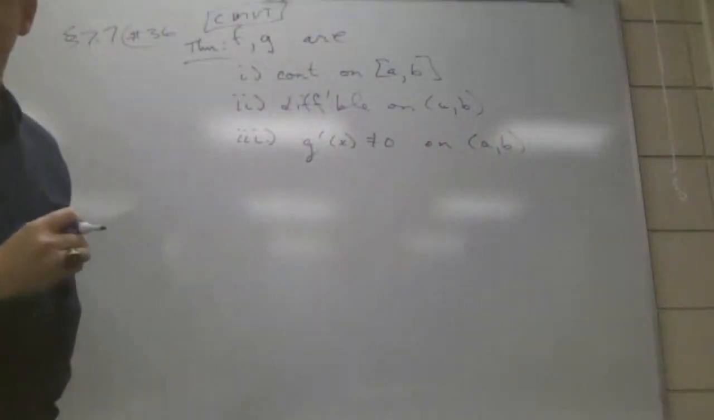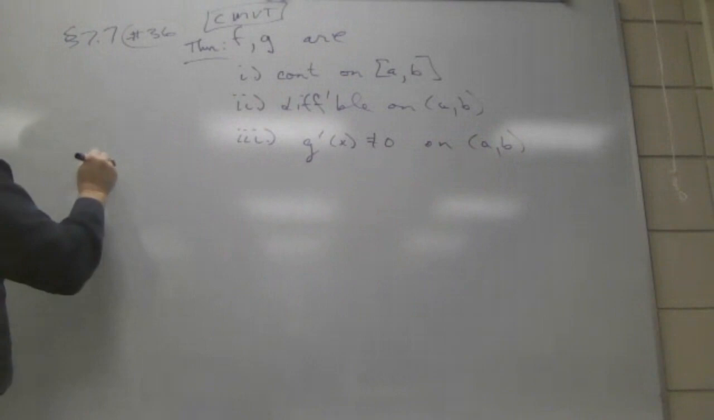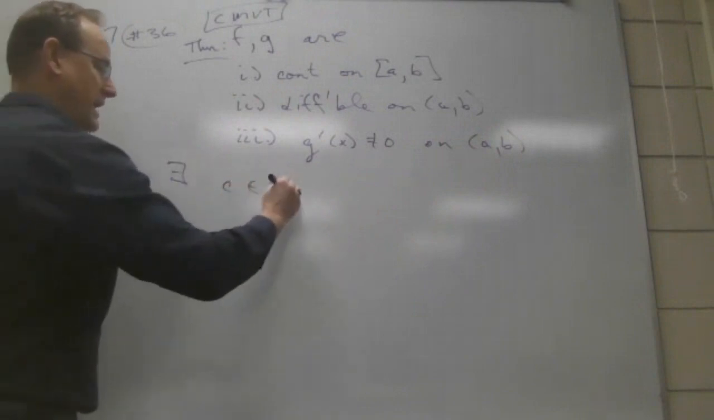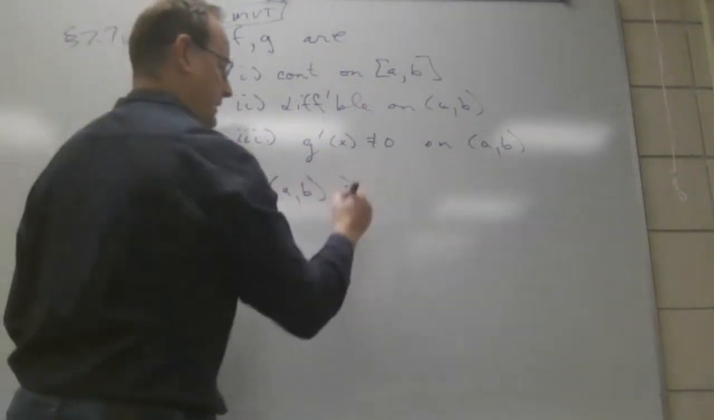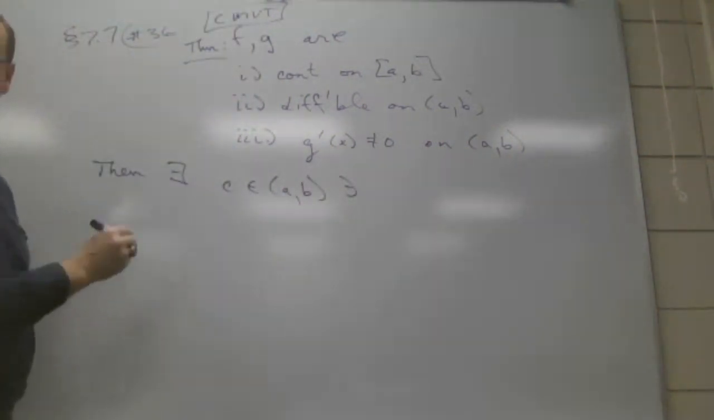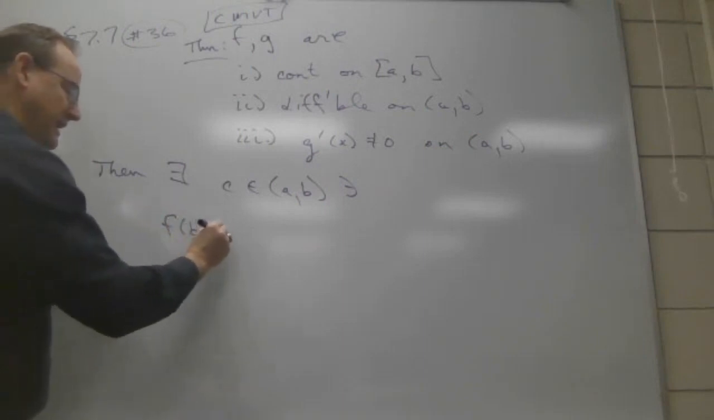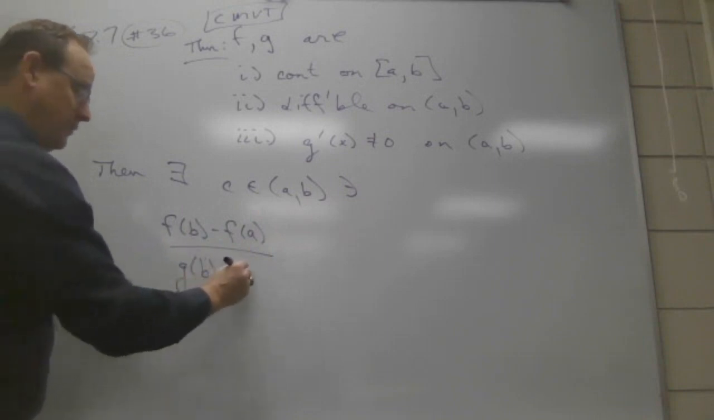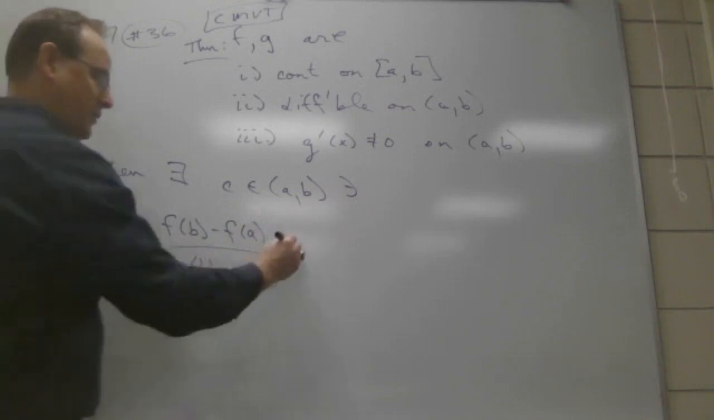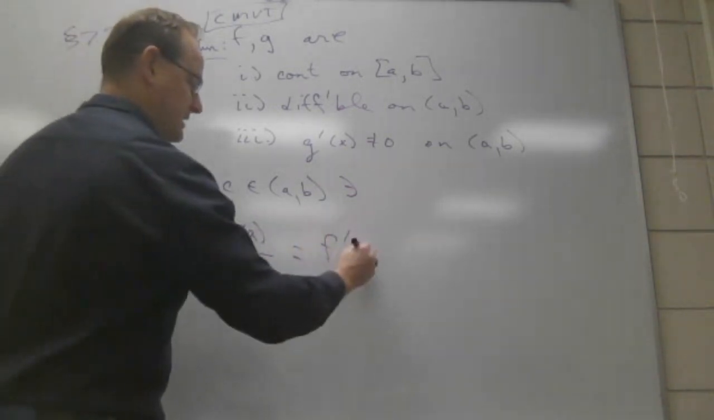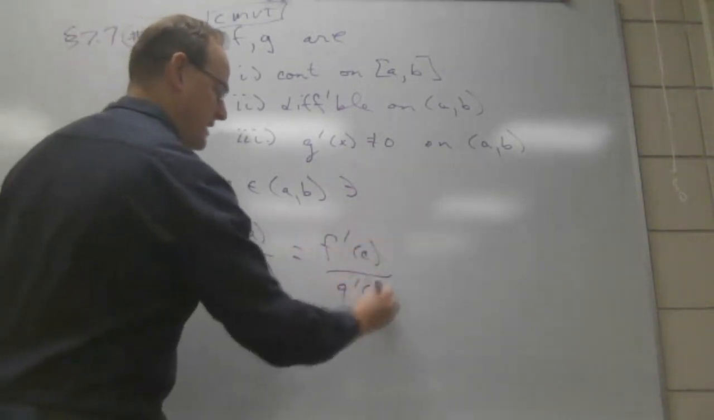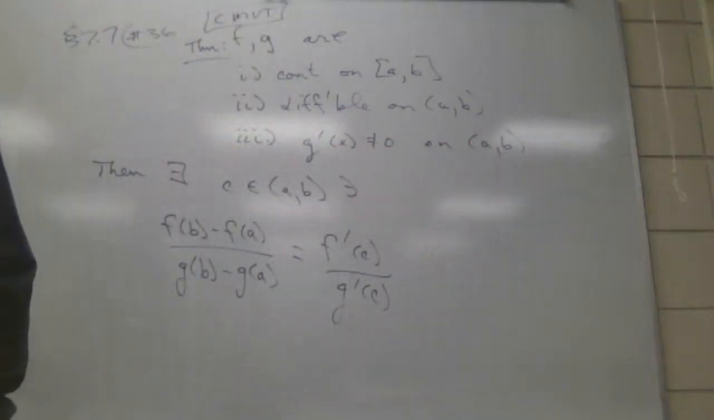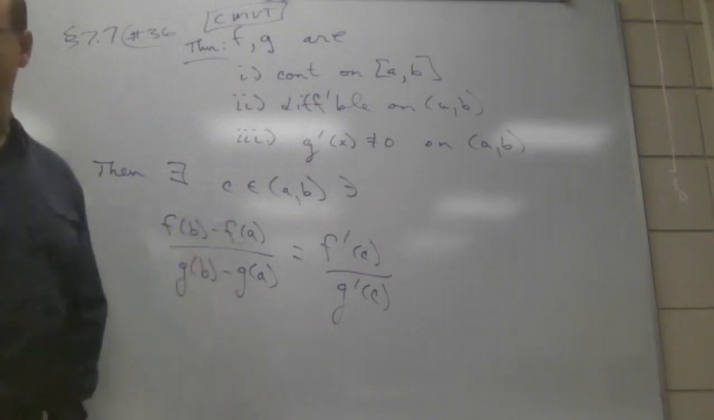Then what we can say is there exists a point strictly in between a and b, such that f of b minus f of a, so f evaluated at the endpoints, divided by the difference of g evaluated at the endpoints, is going to equal f prime at c over g prime at c. But what did we say? We know that g prime doesn't equal 0 anywhere on that open interval. And then we're going to find the c.